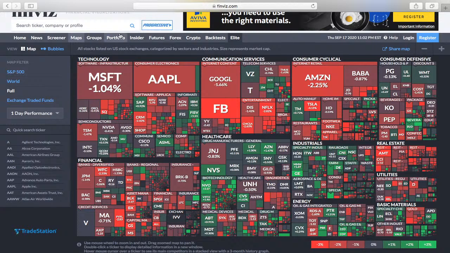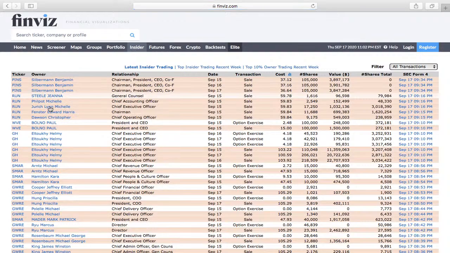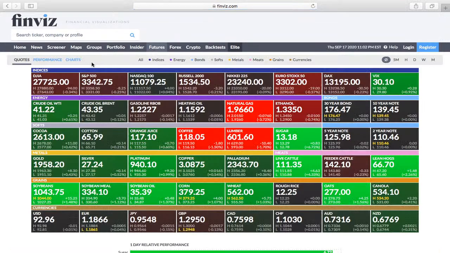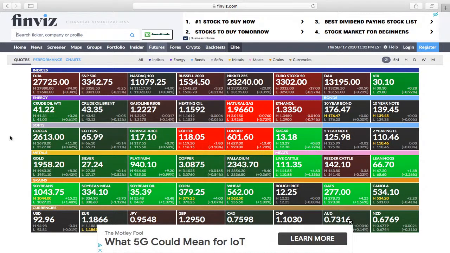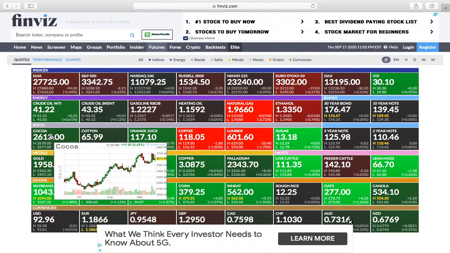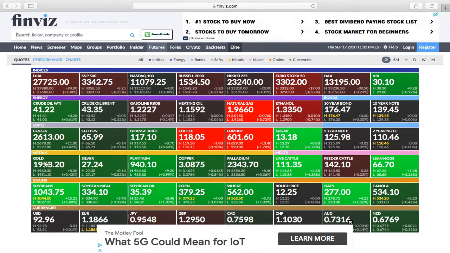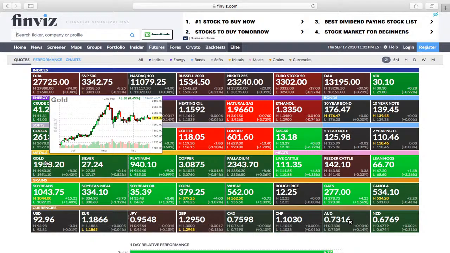Portfolio, I don't have one of those. This shows you all the insider trading. Futures are always fun to look at. Orange juice is going up, guys. If you want to be freshly squeezed, you can get some OJ. If you like cocoa, that's going up. Gold's up, silver's up, platinum's up, copper. If you're trying to invest in gold, it's been going up ever since March, it looks like. It's been killing it.